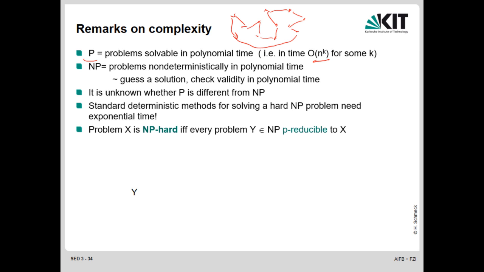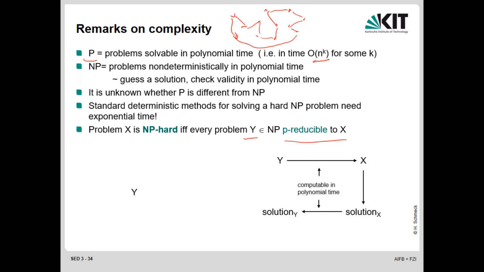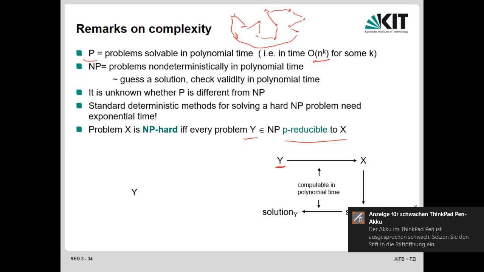So this should be a problem which is very difficult. And we characterize such a problem by saying that every problem y out of NP should be P reducible to X. What does it mean? P stands for polynomial time reducible.